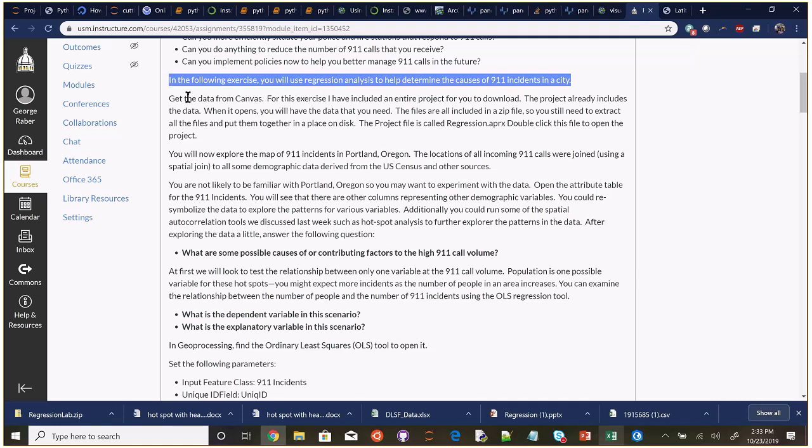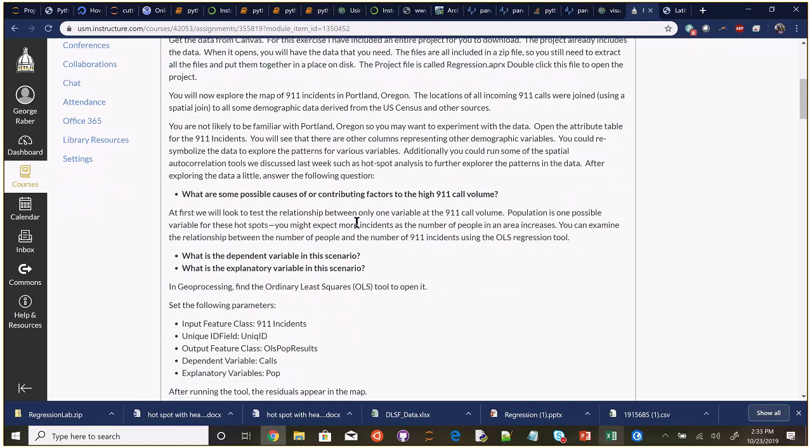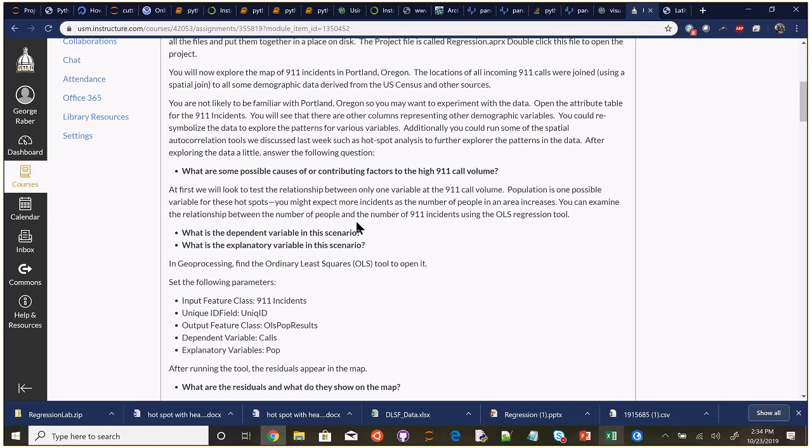So I've already followed you through this. Okay, you get the data from Canvas, download the prior project, and you just double click it to open it. That way you'll be all set, you'll be all ready to go. And now you're going to explore the data. Now, some of you have probably been to Portland. I've been to Portland. But not everybody here is going to be familiar with Portland. But even if you are familiar with the patterns that exist inside of Portland, it's still a good idea to first just kind of look at the data.